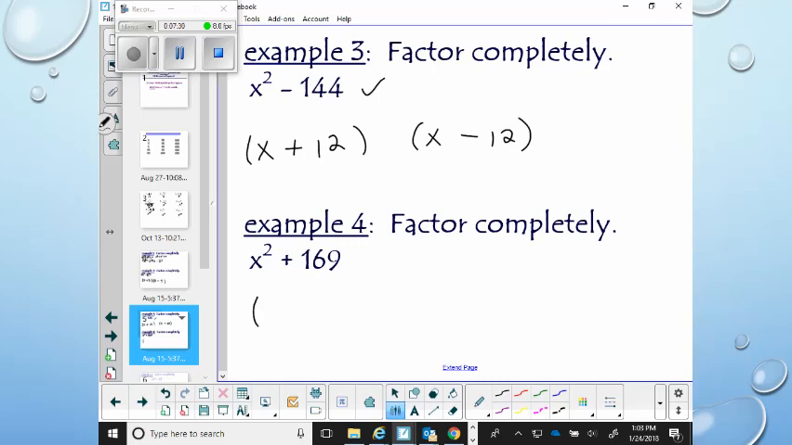Whoa, whoa, whoa. It's not a... oh, it's a plus. Oops. I didn't catch that with some of your papers. How many of you put x plus 13 times x minus 13? Okay. It's not a difference of squares, because it's a plus. You've got to have that difference sign, that subtraction sign in the middle. So this would just be prime.